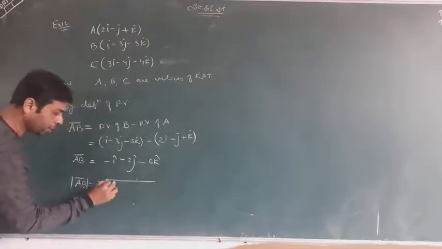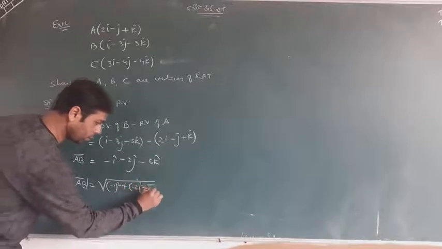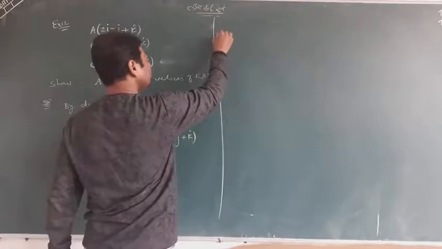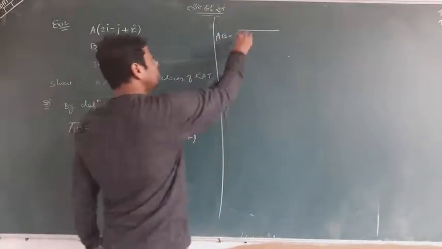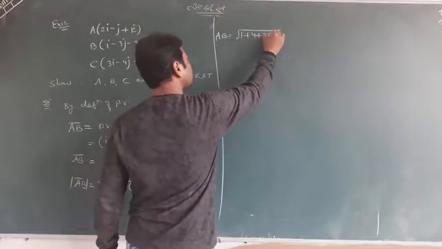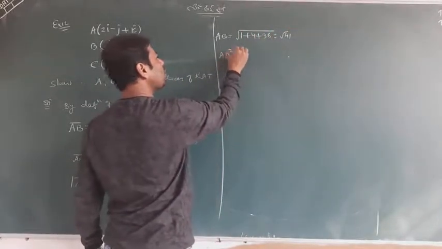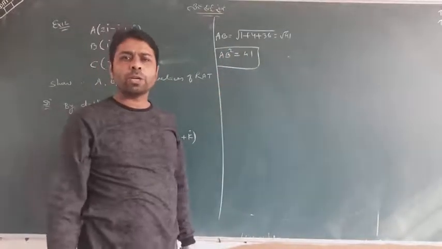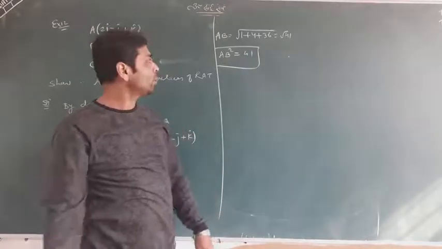I'll find the mod: 1 square, minus 1 square, minus 2 square, minus 6 square. What do we have for AB? This is 1, 4, 36, which is 41. So AB square is equal to 41. Why did I find AB square? Because in Pythagoras theorem we need the square of all the sides. So that is why I took AB square.